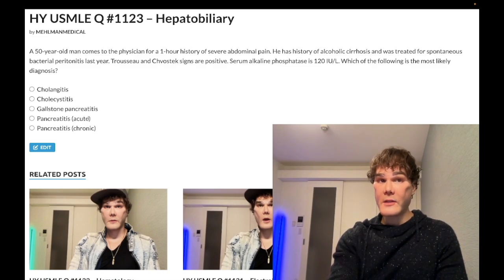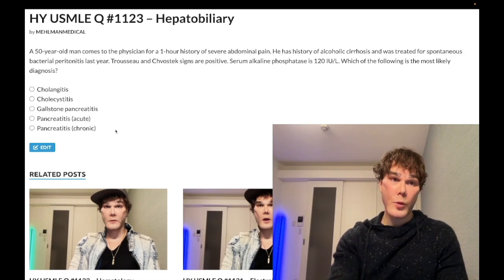So CT scan is what we're going to do for pancreatitis. You have to look for a degree of fluid accumulation within the pancreas. Choice E, wrong answer.